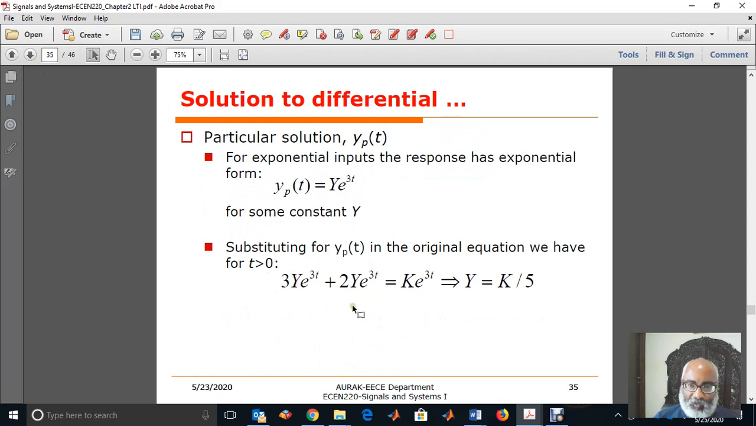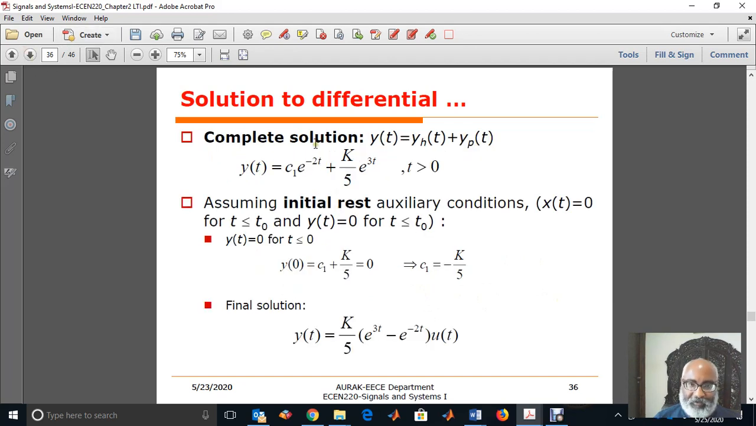And then 2 times y(t), 2 times of this, is equal to x(t). Then we just have 5 times y e raised to 3t is equal to k times e raised to 3t. And from here we can calculate y is equal to k over 5. This is the constant for the particular solution. So the complete solution now is C1 e raised to minus 2t plus k over 5 e raised to 3t for t greater than 0.